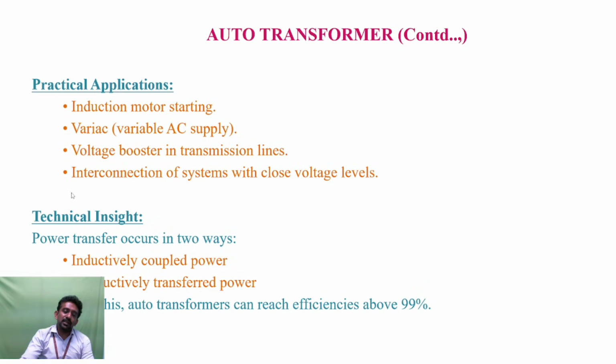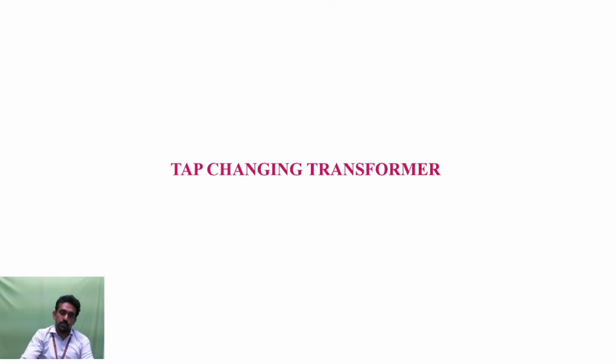So the technical insight is that power transfer occurs in two ways: first, inductively coupled power, and second, conductively transferred power. This is one of the phenomenal features of the autotransformer. Because of this, these transformers can reach efficiencies up to 90%.